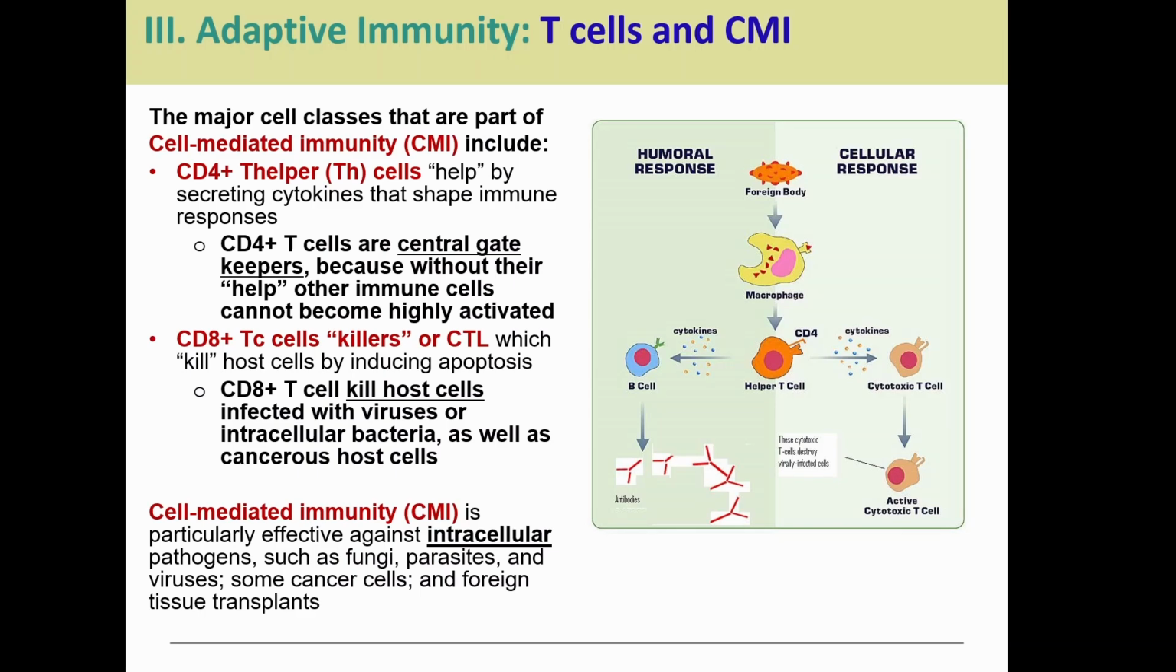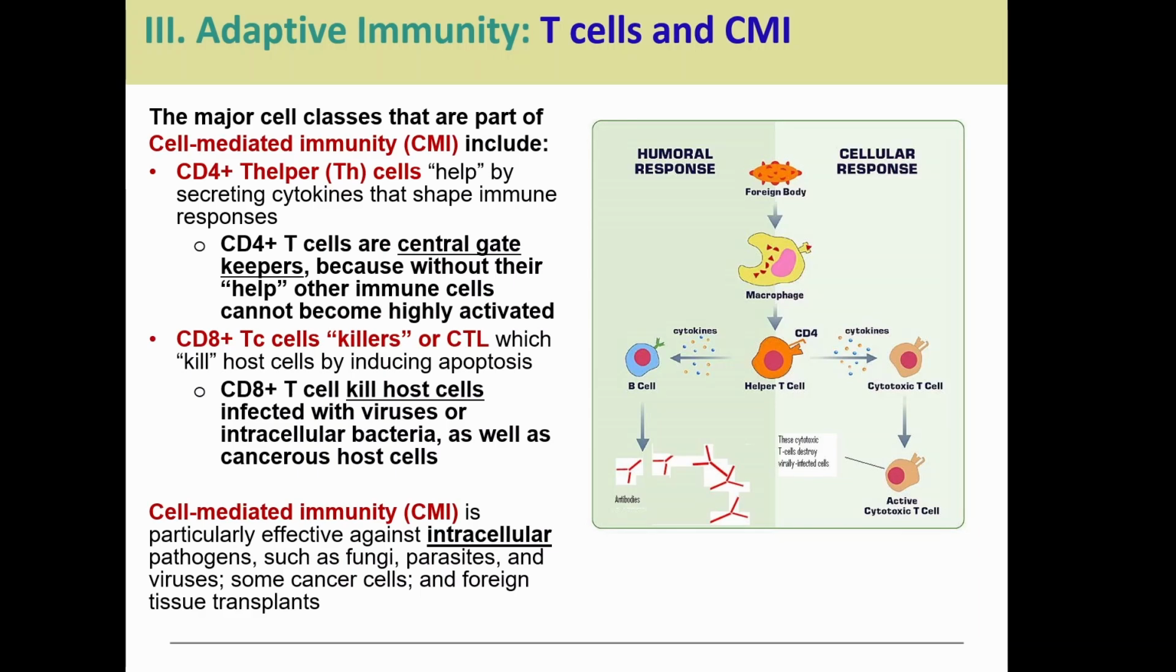Now CD8 cells, these are the killers. They're going to find those infected cells or cancerous cells, whatever, and kill those cells off. If a cell becomes infected with a virus, it's basically a zombie, and the CD8 cell is going to be the zombie killer, right?